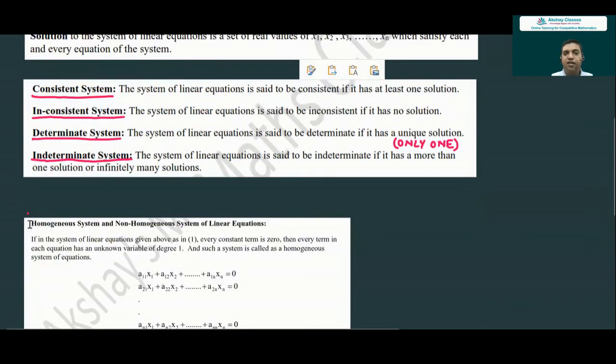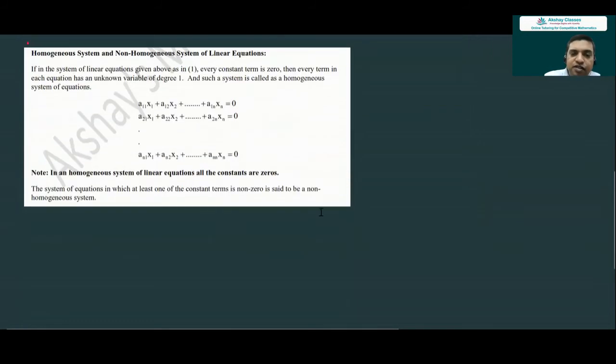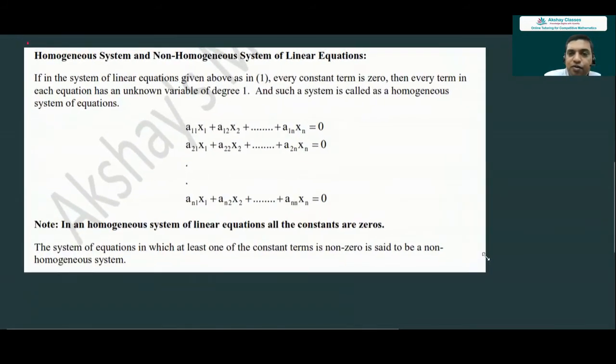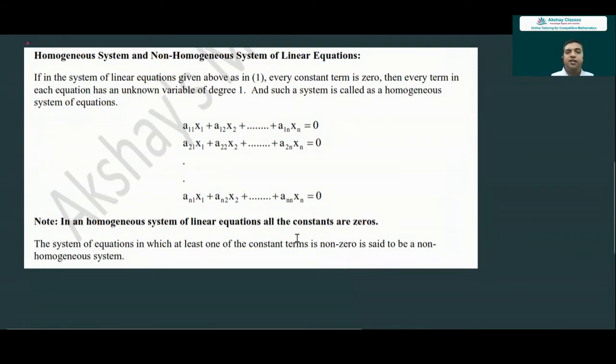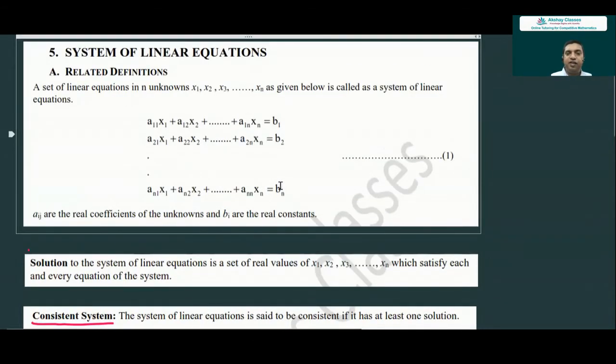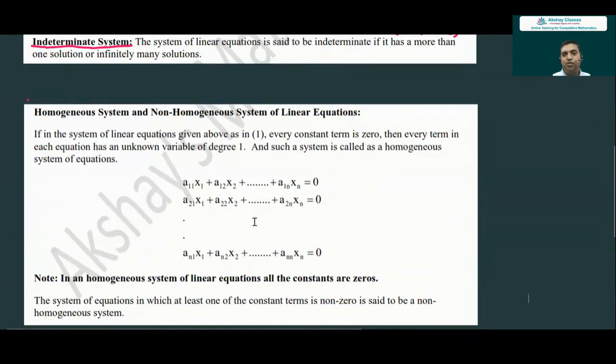Now the system of linear equations itself can be divided into two categories. If b1, b2, b3, bn, all the constants are zeros, if in the system of linear equations every constant term is zero, then such a system is called a homogeneous system.